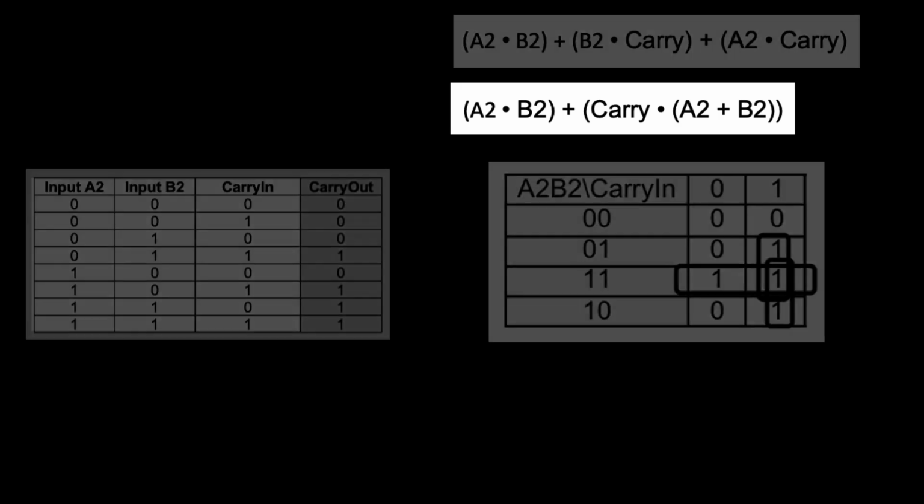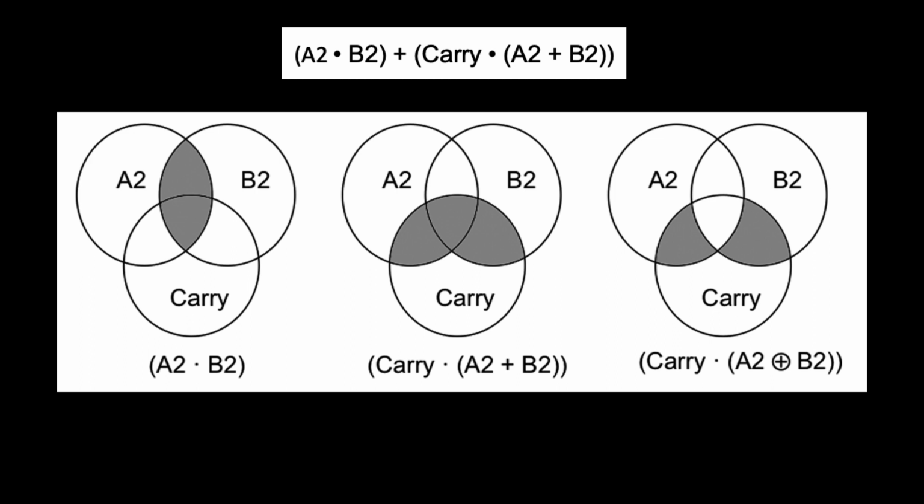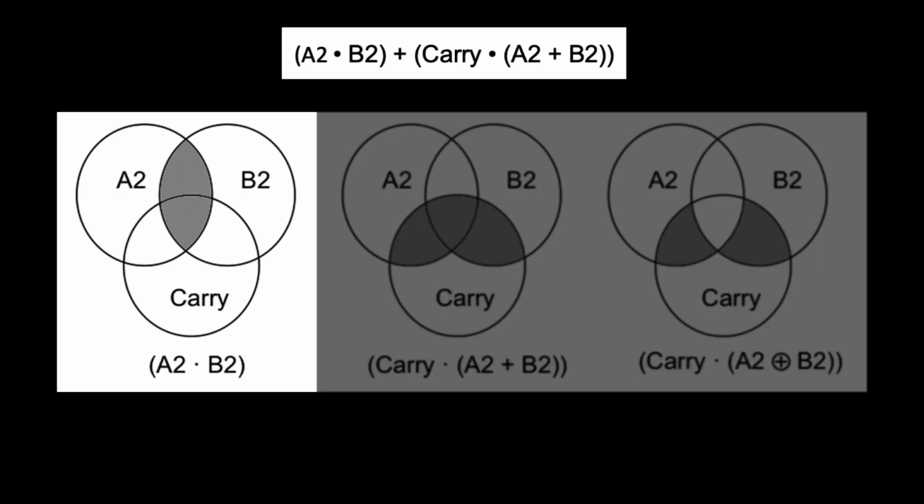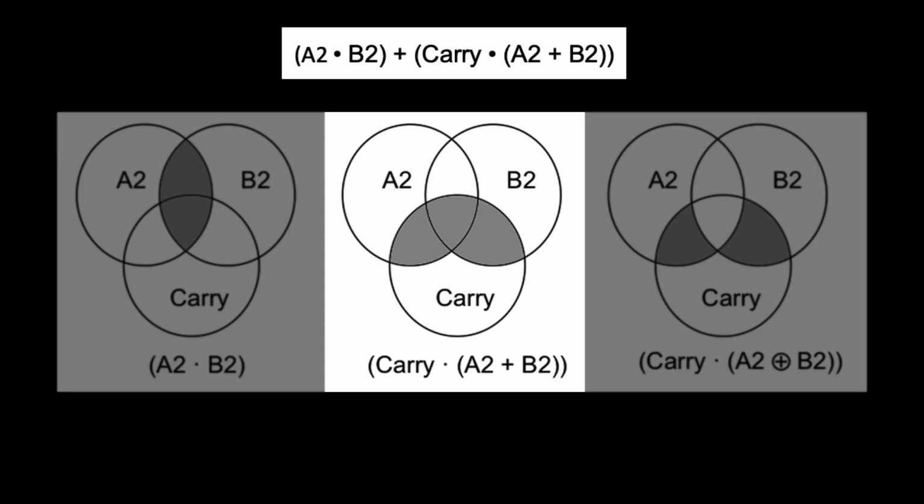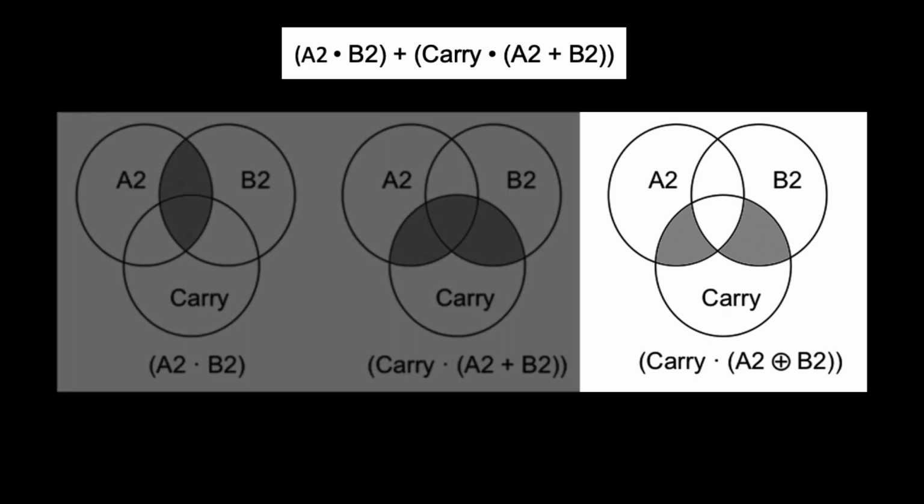Rather than fight our way through a proof, let's use Venn diagrams to quickly and intuitively understand how we can use this XOR optimization. Look at these 3 diagrams. The diagram on the left represents the expression of A2 and B2. Notice that this expression is the first term in our Boolean expression we derived using the Karnaugh map. The middle diagram represents the expression carry, ANDed with the quantity A2 or B2, which is the second term in the Boolean expression. The rightmost diagram represents the expression carry, ANDed with the exclusive OR of A2 and B2.